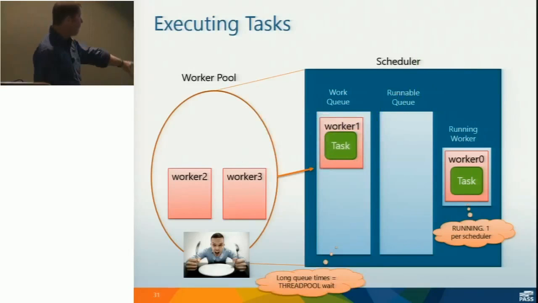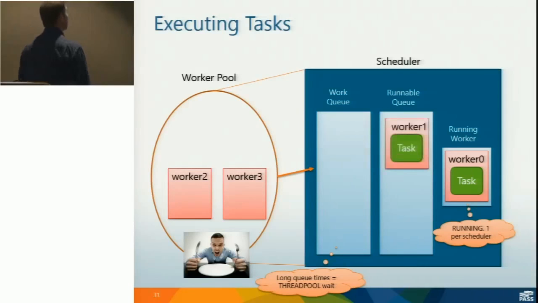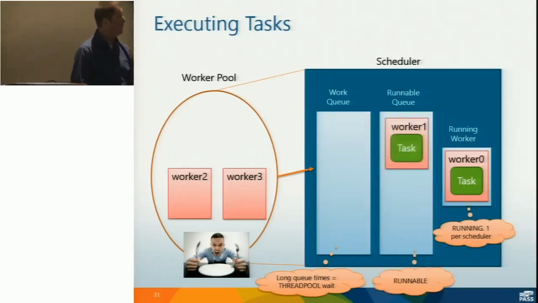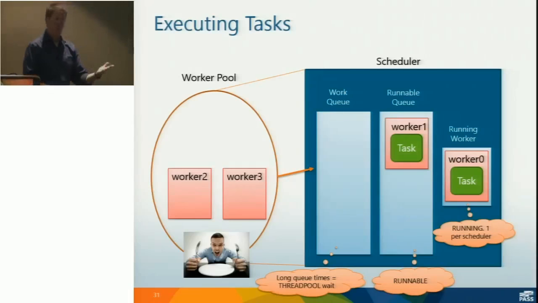And if I have long queue times, I see the infamous thread pool wait. So if I've got to wait a long time on that work queue to get my worker bound to it, that's what thread pool wait means. Now, what happens is that we decide we can run, so we first go to something called a runnable queue, but we're not really running yet. We're still kind of waiting, actually. In this particular case, worker 0 is running, worker 1 is in the runnable queue, and his state is runnable from the task point of view. If you look at sys.dm_os_tasks, you'd see runnable. You'd even see this state inside sys.dm_exec_requests.